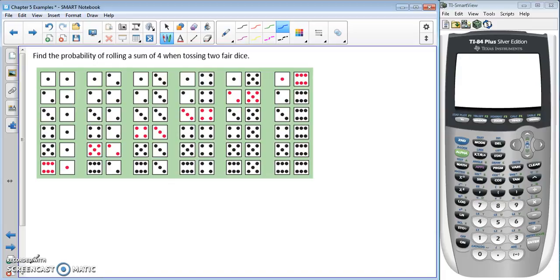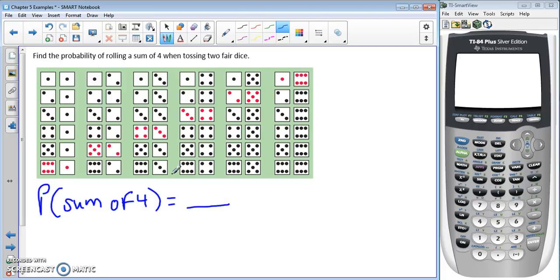So another example looking at dice. Find the probability of rolling a sum of 4 when tossing 2 fair dice. So let's write in our notation here. We have the probability of a sum of 4.